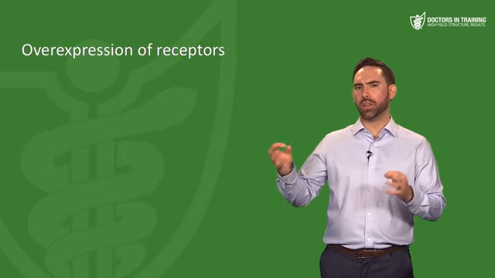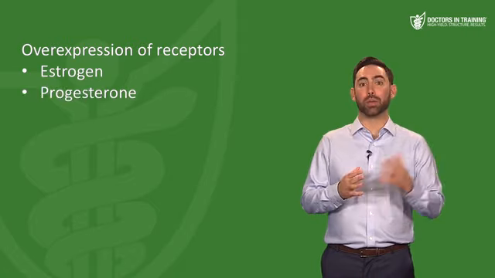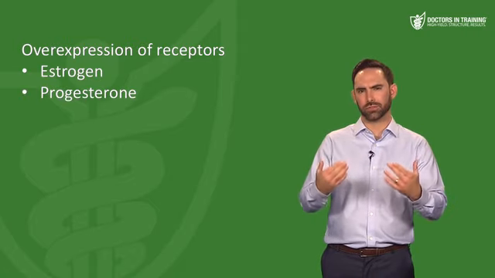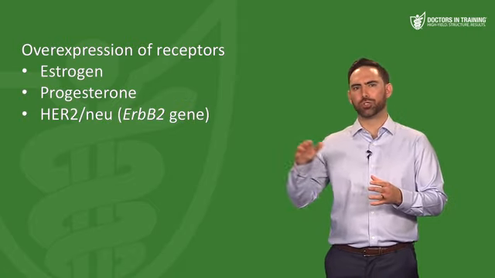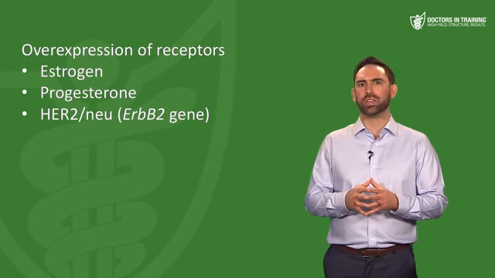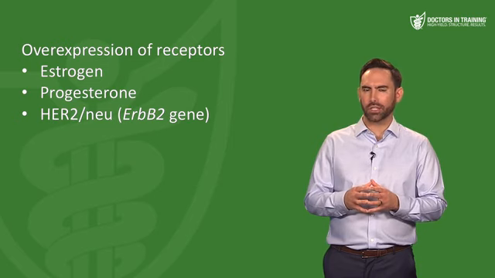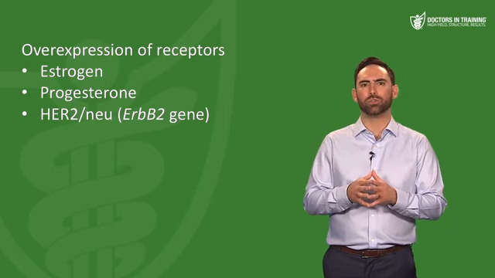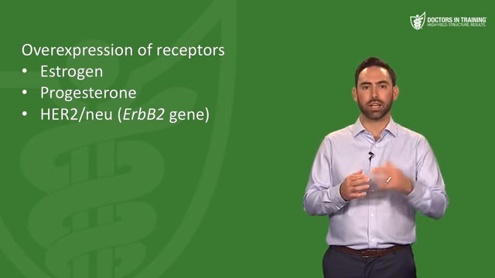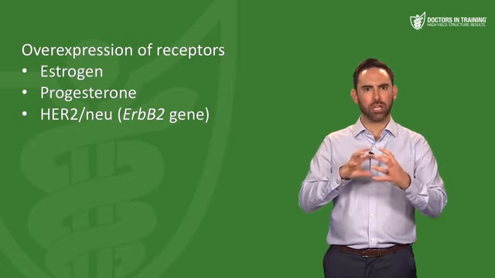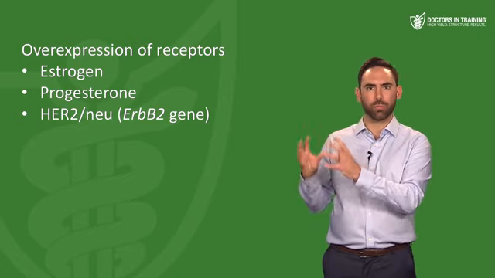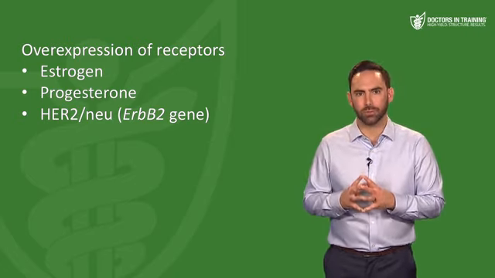It's common to find an overexpression of estrogen and progesterone receptors in breast cancer tissue, as well as the HER2/neu receptor, which is the ERBB2 gene. The presence of these receptors gives us targets for chemotherapy to attack those cancerous cells with drugs like tamoxifen, which binds to estrogen receptors, or trastuzumab, which binds to HER2/neu receptors.